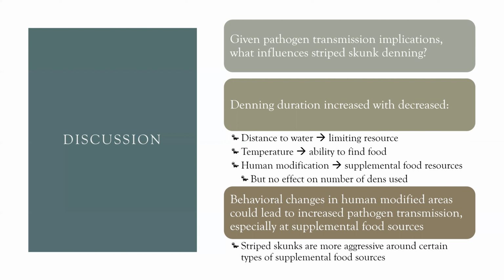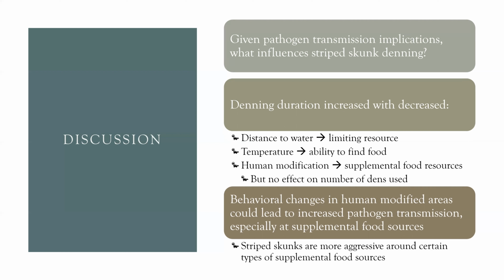So in areas where there is human activity, striped skunks are denning for shorter periods of time. And this is likely because of supplemental food resources. Although human modification did not affect the number of dens that the striped skunks used.